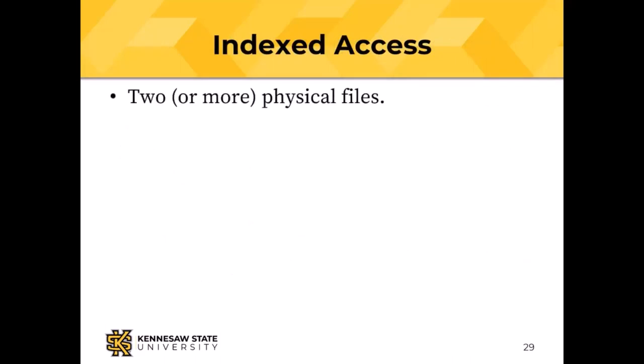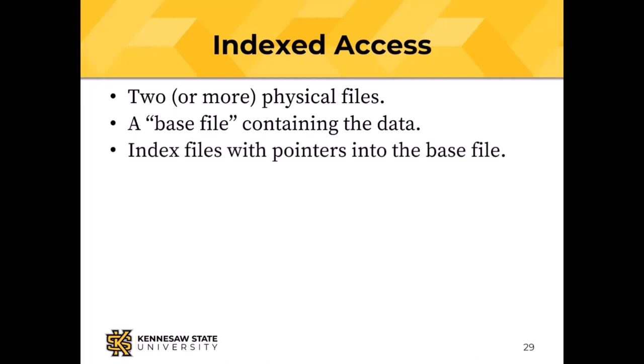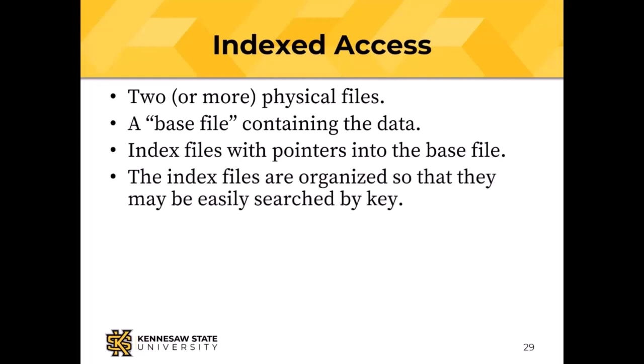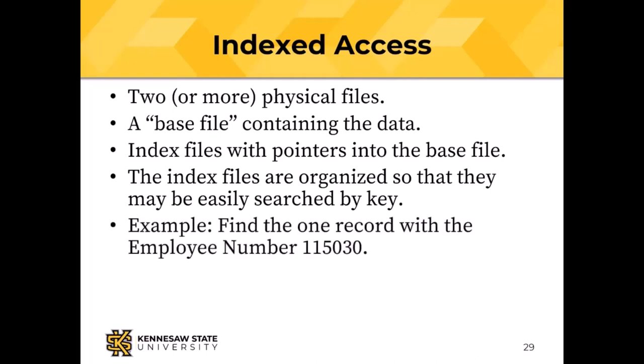Indexed access uses two or more physical files. There's the base file, and that's where the data are. But then we maintain an index file with pointers into the base file. So we might write the record for Brown wherever we happen to be in the file when we get to it. But now we're going to update an index file to remember where we put that record for Brown. The index files get organized so that they're accessible by key, in this case, name. So find the record with employee number 115030.